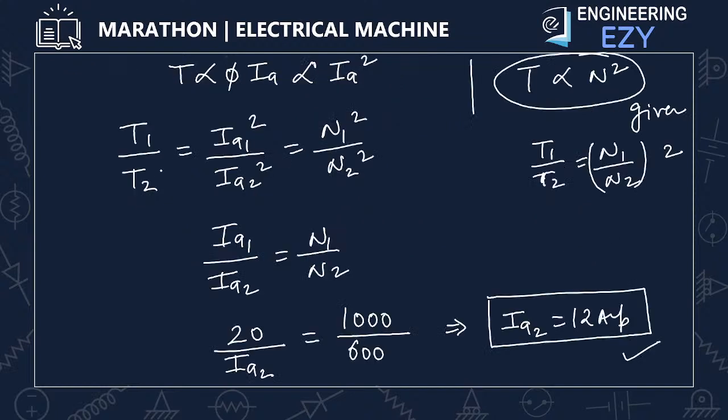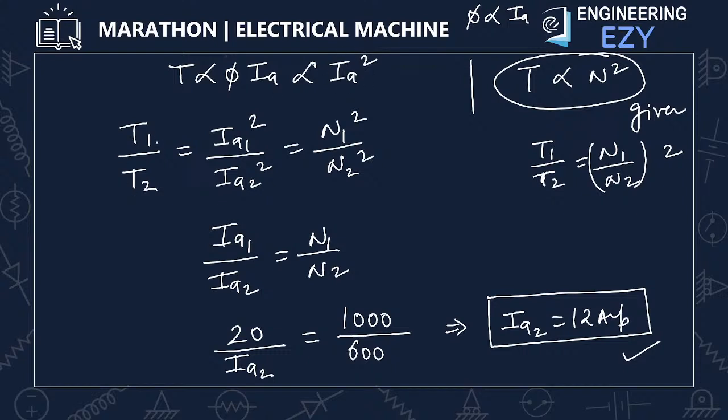Now moving to the second case. For the series DC motor, torque is directly proportional to phi into Ia. And for a DC series motor, phi is proportional to Ia. Although I have not written this, everyone knows before saturation, flux is directly proportional to armature current for a series motor. So if phi is directly proportional to Ia, the torque is directly proportional to Ia square.